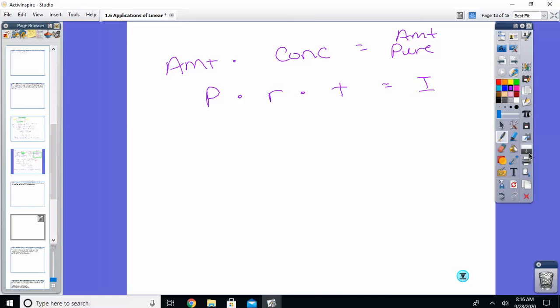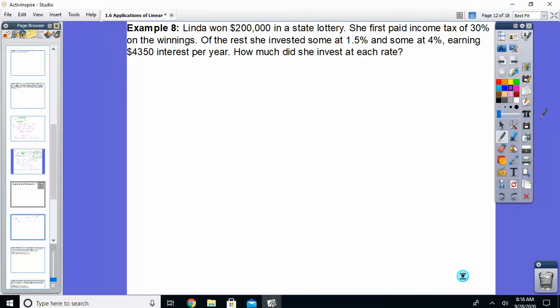So let's look at a problem. Linda won $200,000 in a state lottery. She first paid income tax of 30% on the winnings. Of the rest, she invested some at 1.5% and some at 4%, earning $4,350 interest per year. How much did she invest at each rate?